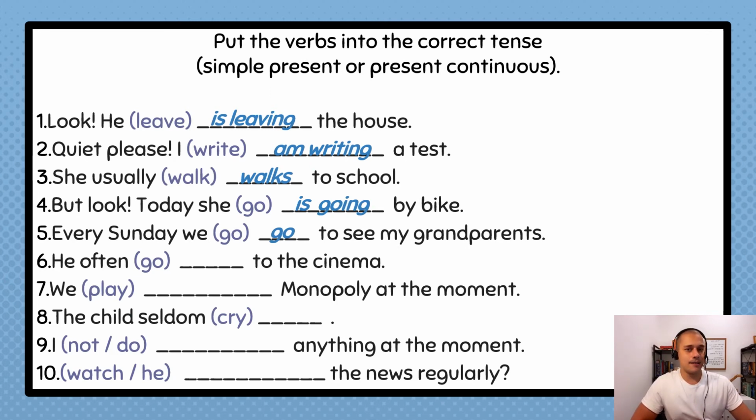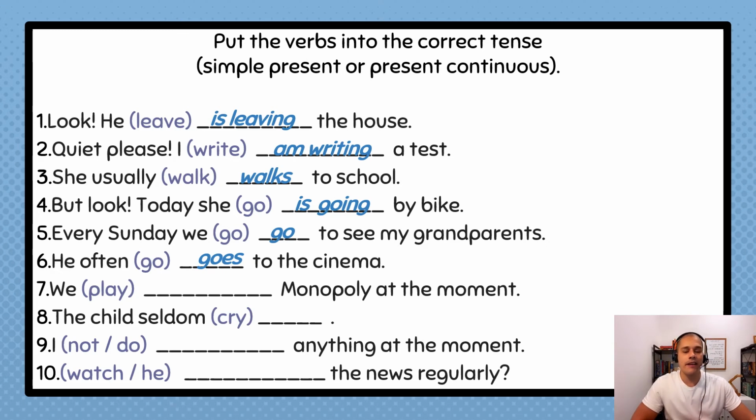Number 6, he often. Now we have the verb go to the movies. He often, this often here gives an idea of habit, of routine. So he often goes. Remember, third person, ES for verbs that end in O.